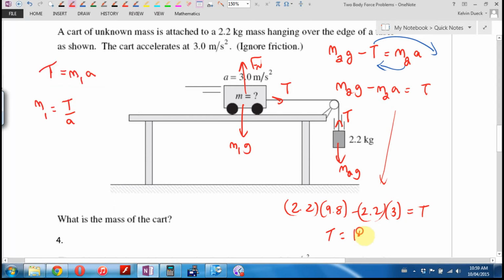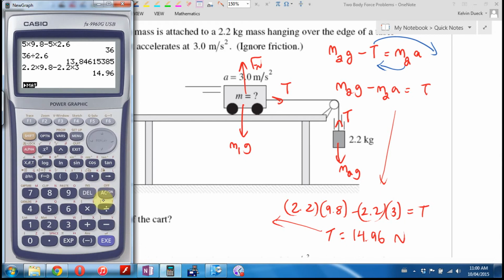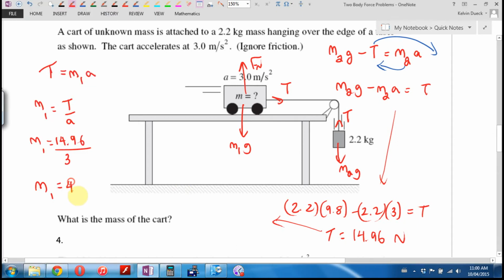14.96. Now, I don't want to round this off because I'm going to be using this over here. Mass 1 is going to be 14.96 divided by A. They told me that, 3. It's going to be this divided by 3. 4.99. If you said 5, that's fine as well. Almost exactly 5 kilograms.